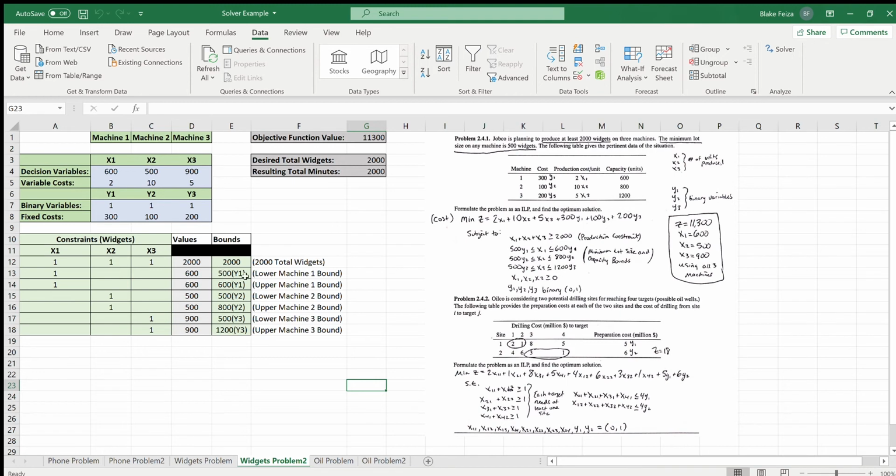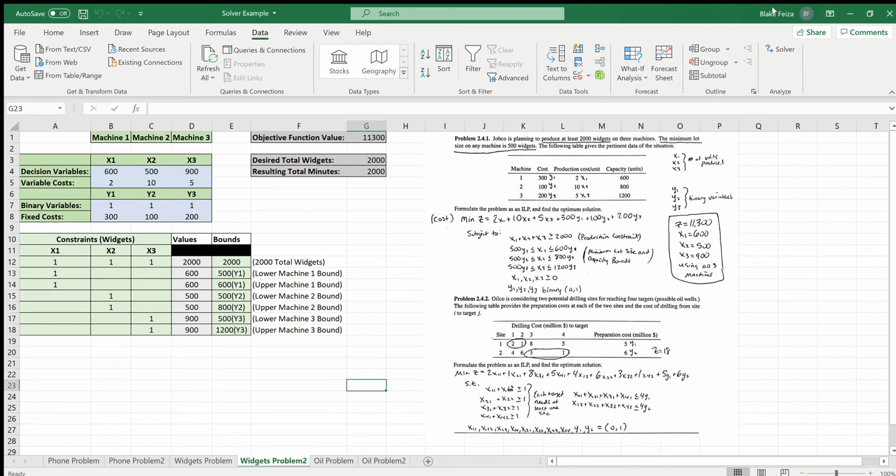With our machine bound, we know that x1 has to be greater than or equal to 500 y1, assuming we're using the machine. But it also has to be lower than 600 because that's the maximum capacity for the machine. For x2, we do have the lower bound again of 500, and then the upper bound here of 800. And then for x3, lower bound 500 yet again, and upper bound of 1200.